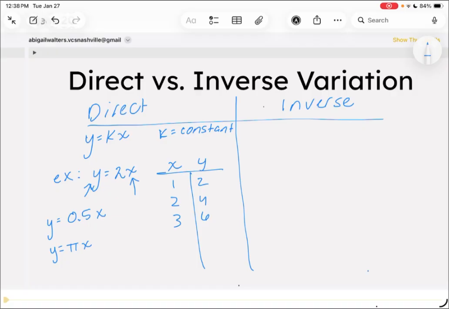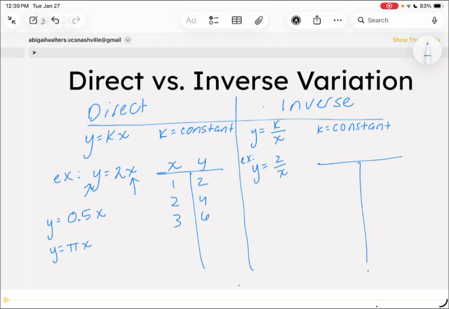Okay, now an inverse relationship is a little different. This is when instead of multiplication, we are going to see k divided by x, where k is still a constant, but x and y are going to have an inverse variation in their relationship, meaning as one increases, the other is going to decrease. Okay, so let's look at an example. So we're going to look at 2 divided by x.